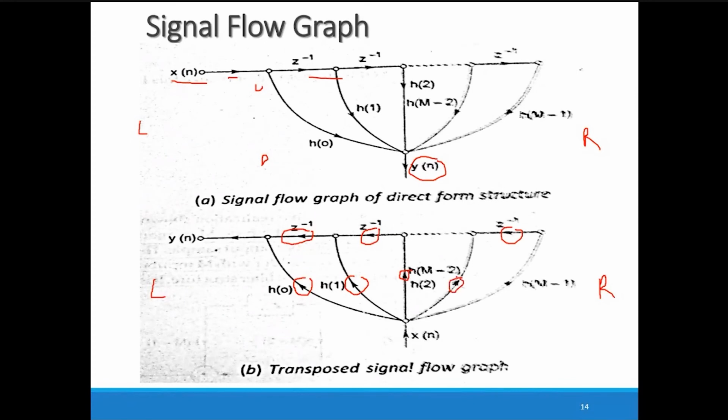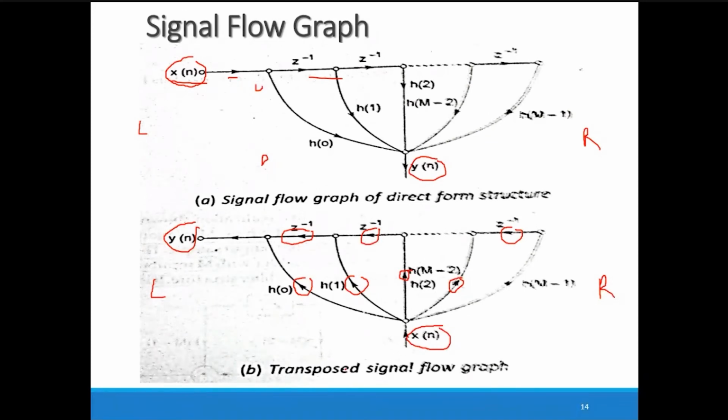This is the first change you have to apply to get the transpose form structure. The other is that you have to interchange the positions of input and output. Here x of n is written, but you have to write y of n. Here y of n is written, so you replace it with x of n. This is how we obtain the transpose form structure for the given FIR filter.